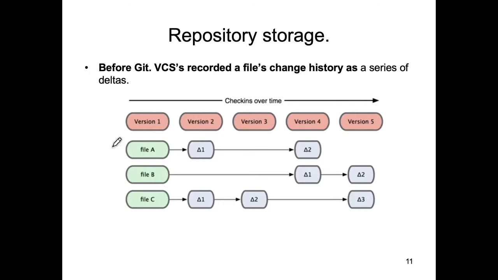Then supposing I decide I want to make some changes to file A and file C. I make those changes out in my working directory, and then I commit those changes to the repository. What older tools used to do is work out where you've made changes, and actually record the delta of the changes that you've made. In other words, the difference between the previous version and the current version.